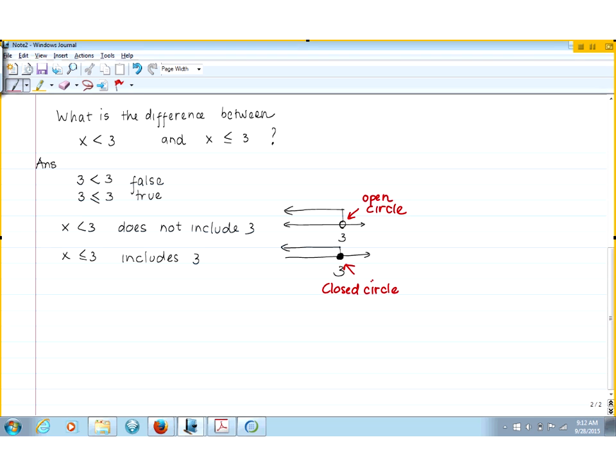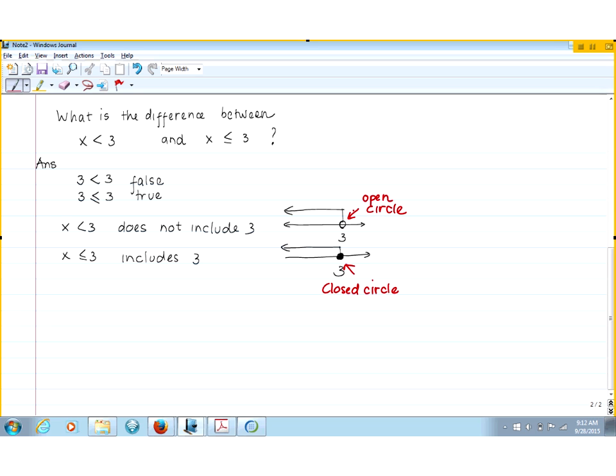Closed circle. Okay. And why does my arrow point to the left for both? How come it doesn't point to the right? It's less than. So the values that are less than 3 are to the left of 3. Yeah, that's why. What about if the inequality contains greater than? So x is greater than 5. It points to the right. Good.